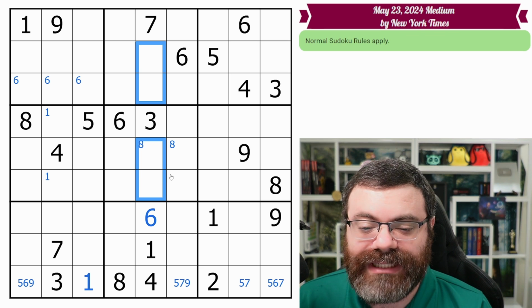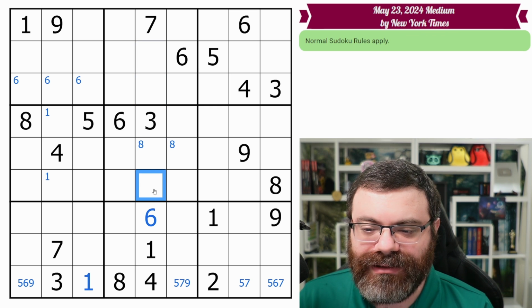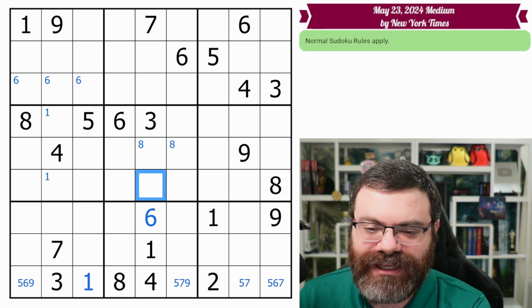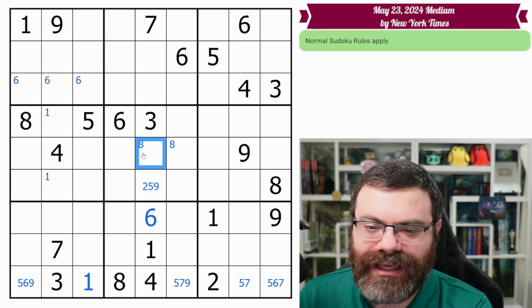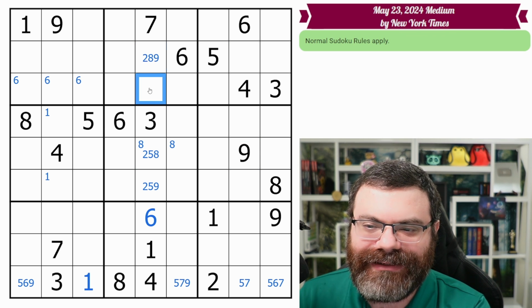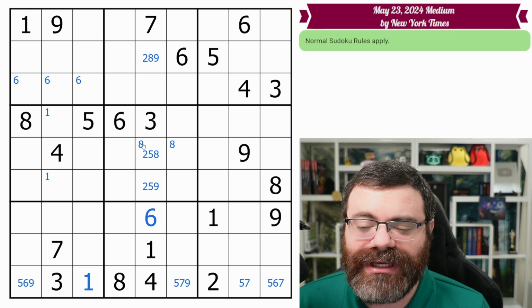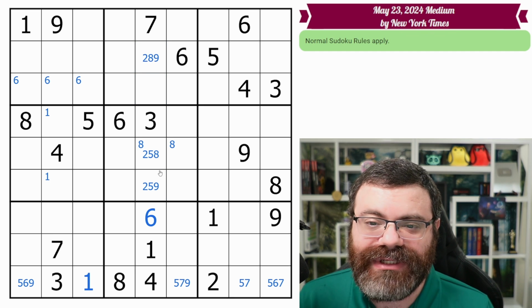So this column needs a 2, 5, 8, 9. This cell cannot be 8, so this is 2, 5, 9. This cell can't be 9, so it's 2, 5, 8. This cell can't be 5, so it's 2, 8, 9. And this could be any of 2, 5, 8, 9. So again, not super interesting, but we got some markings in. Adding some needles.